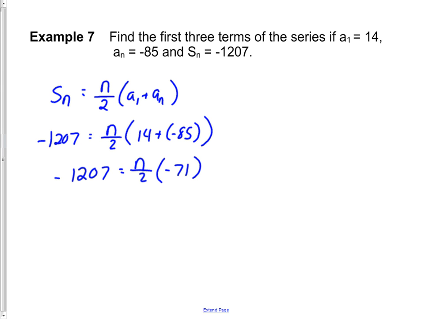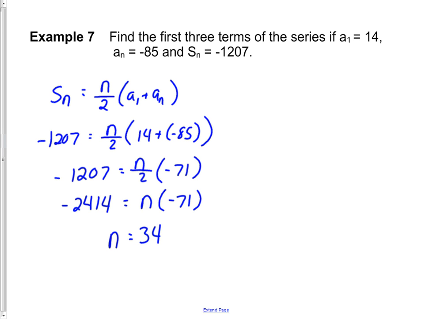Then I'll multiply both sides by 2 to get rid of the fraction. So if I do that, I should get negative 2,414 equals n times negative 71. Divide by negative 71, and n would equal 34. Now what am I trying to find? I'm trying to find the first 3 terms. So what I need is the d value. So I have the n here.